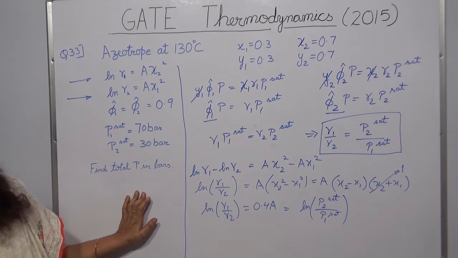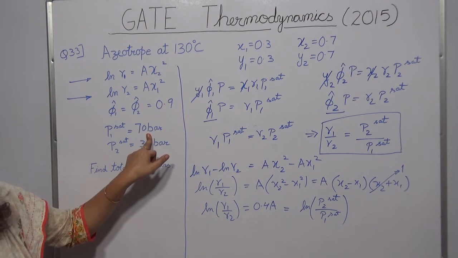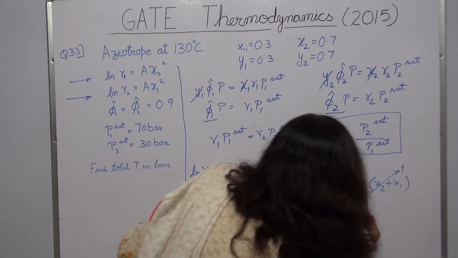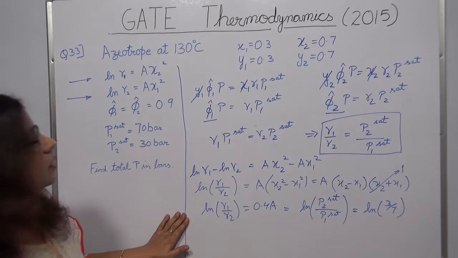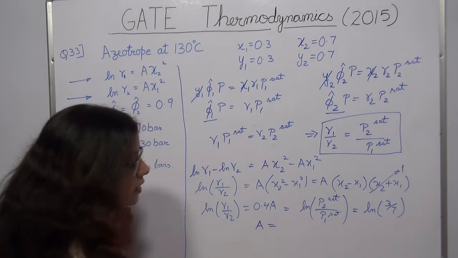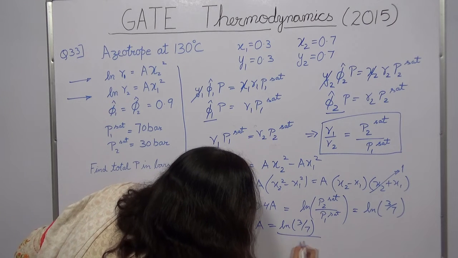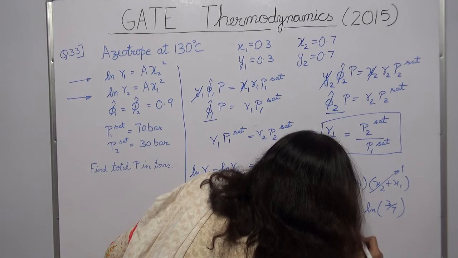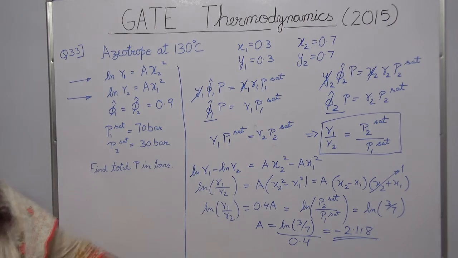Right? Now what is P2 sat? That is 30. P1 sat is 70. So 30 by 70 or 3 by 7. So what I have is ln of 3 by 7. Okay? Now a can be calculated then as a, that is equal to ln of 3 by 7 divided by 0.4, which gives you minus 2.118. So I have calculated my a.